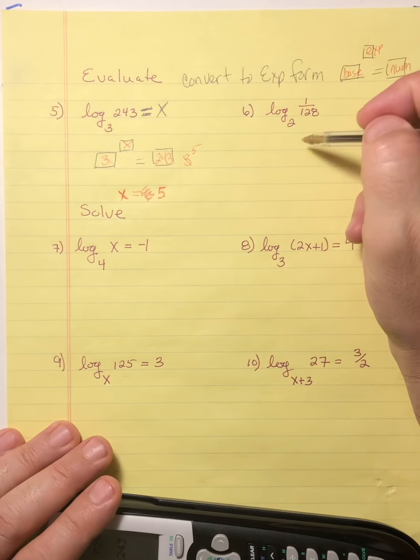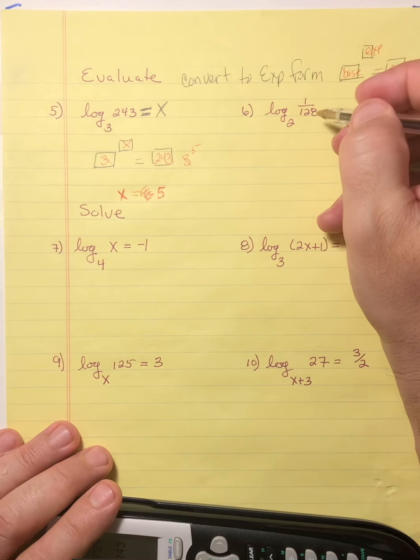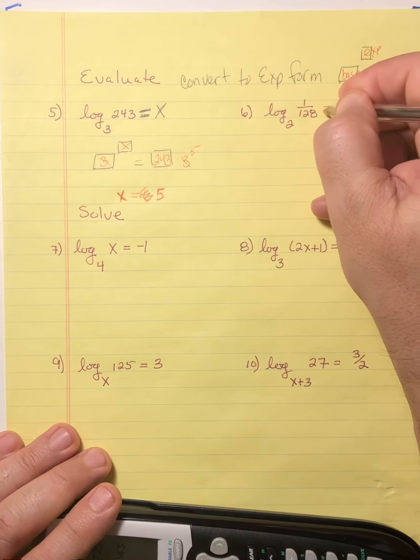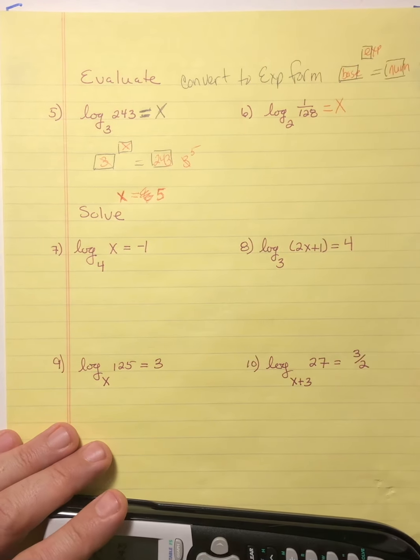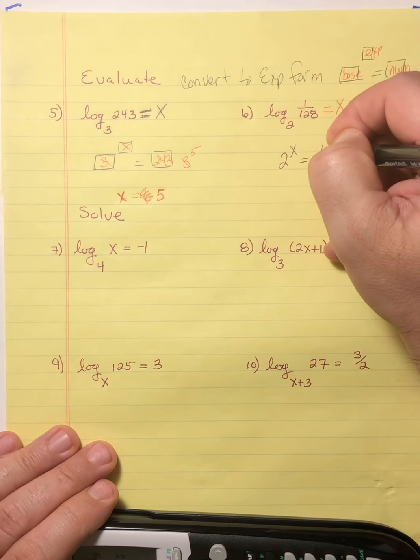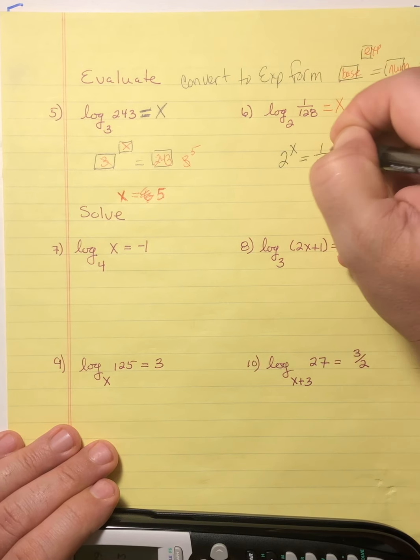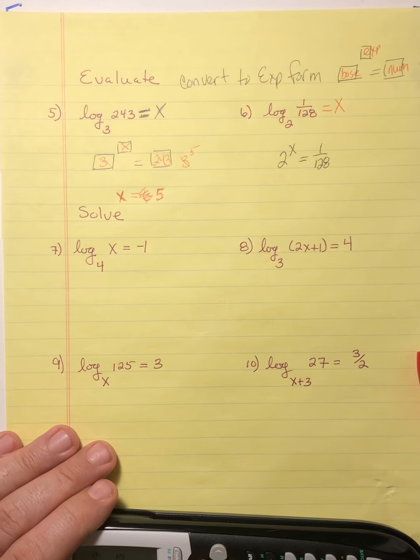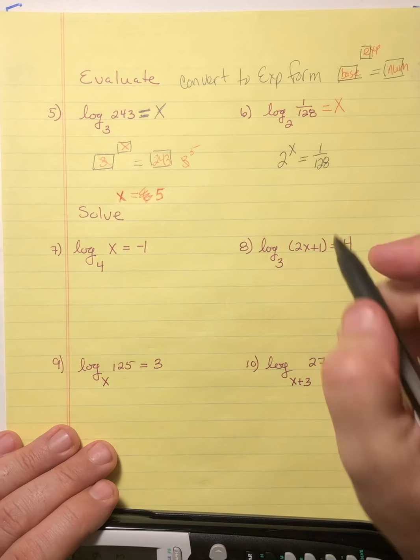Okay, now let's not make the same mistake again. All right, so here, we're going to do the exact same thing. Let's set that equal to x. So I'm just going to write it out. 2 to the power of x equals 1 over 128. Okay? So again, I can get a common base.